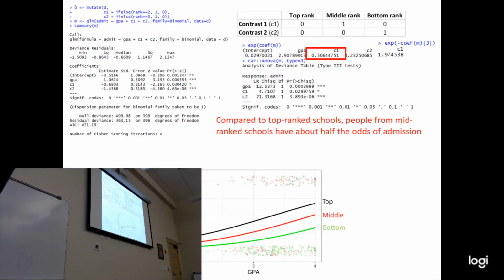So when we were working with the general linear model, you could just multiply that number by -1. If you want to talk about how middle ranked schools compare to top ranked schools, you can multiply it by -1, and then afterwards exponentiate it. So you do the mathematical operation before you exponentiate it.